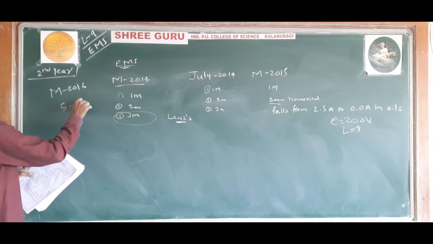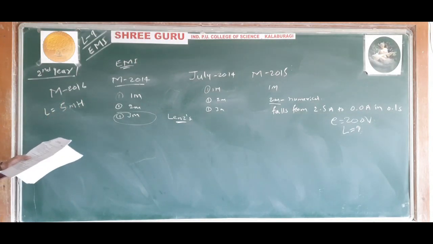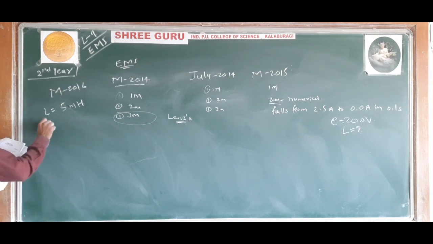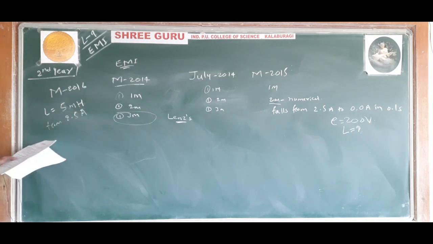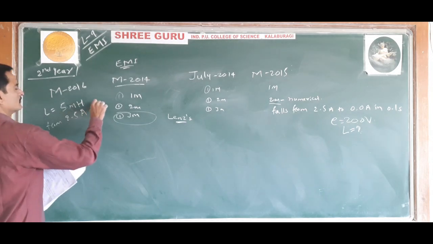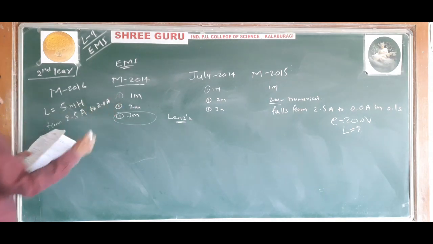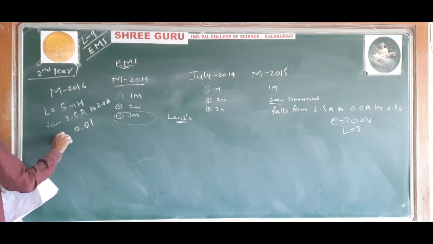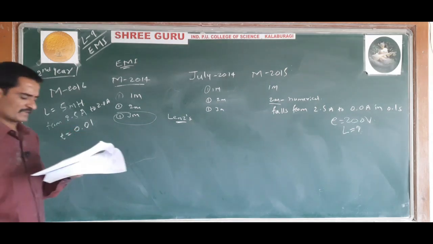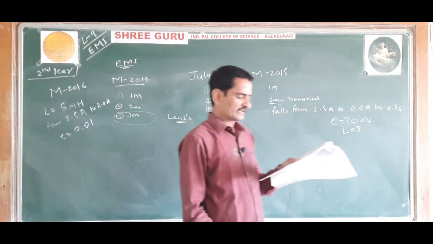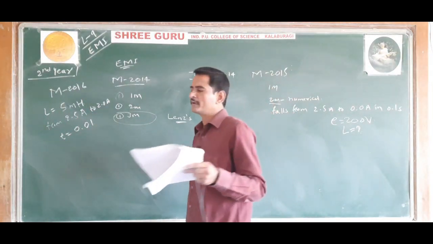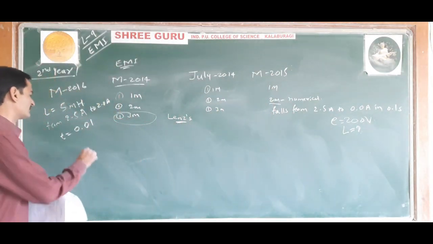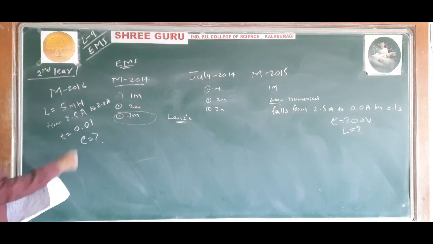The current in a coil of self-inductance 5 millihenry changes from 2.5 ampere to 2.0 ampere in 0.01 second. Calculate the value of self-induced EMF. This is for 2 marks.